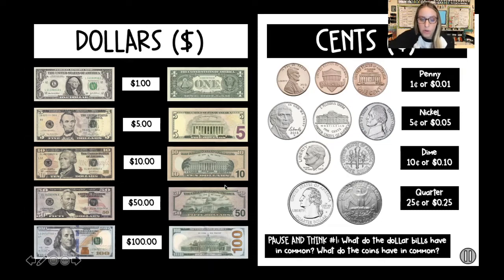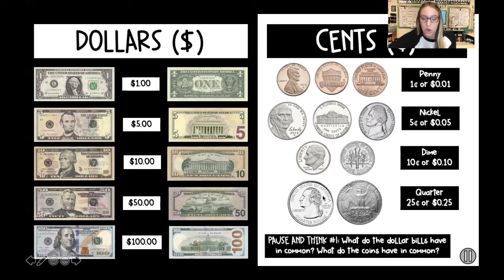The next coin we have is our dime. The dime is around the same size as a penny, except it's 10 cents. So our penny is 1 cent and our dime is 10 cents. So 10 pennies is the same as 1 dime. So they're about the same in size, but this is what the front looks like and this is what the back looks like. Then we have our quarter, which is 25 cents.